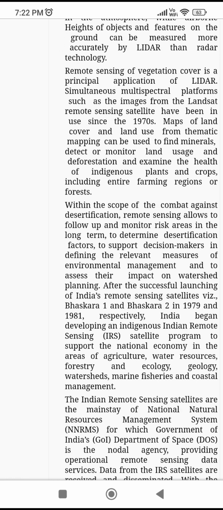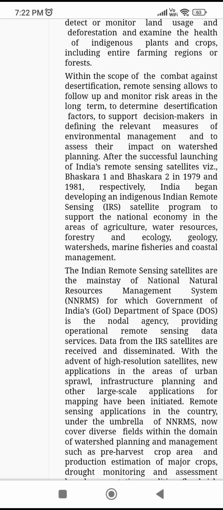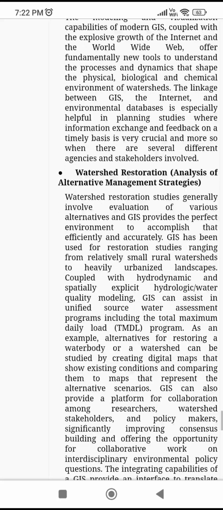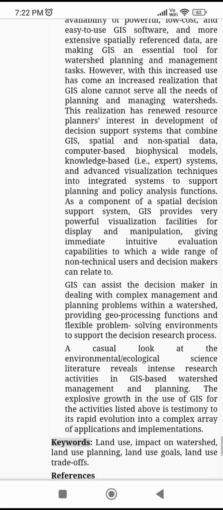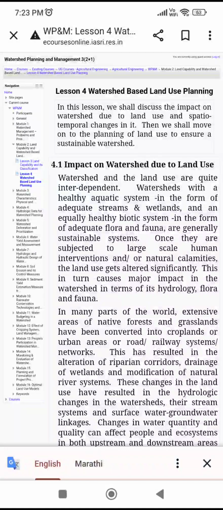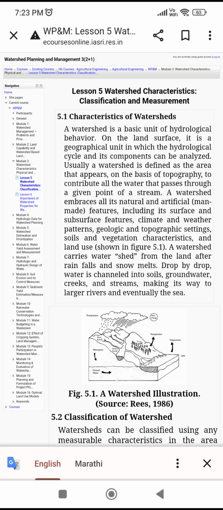Then what is the full form of LIDAR? Then what is the Indian Remote Sensing IRS satellite? National Natural Resource Management System, NNRMS. Then GPS, Global Positioning System. You may be thinking this is a very small topic, or why I am telling you full forms, but from exam point of view you should know each and every full form. So if there is any question, you can attempt that one.